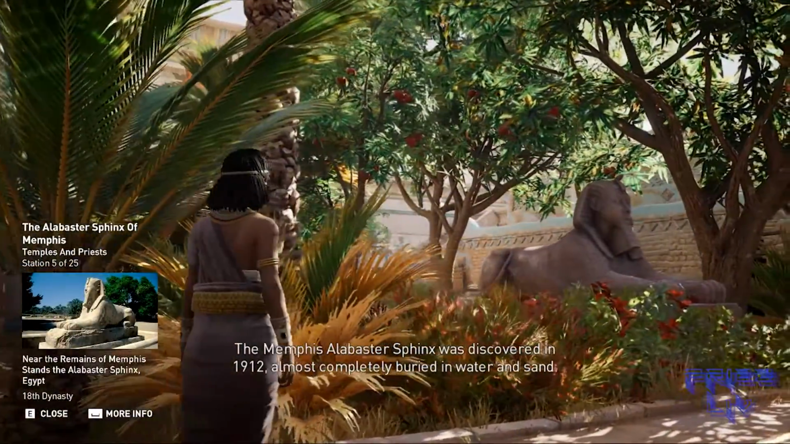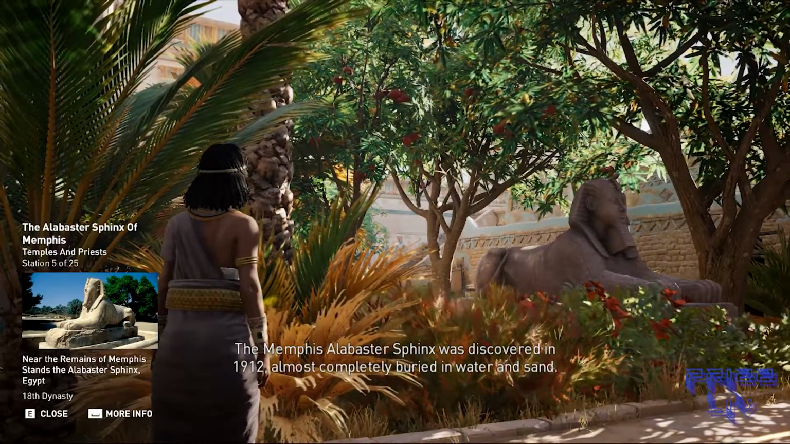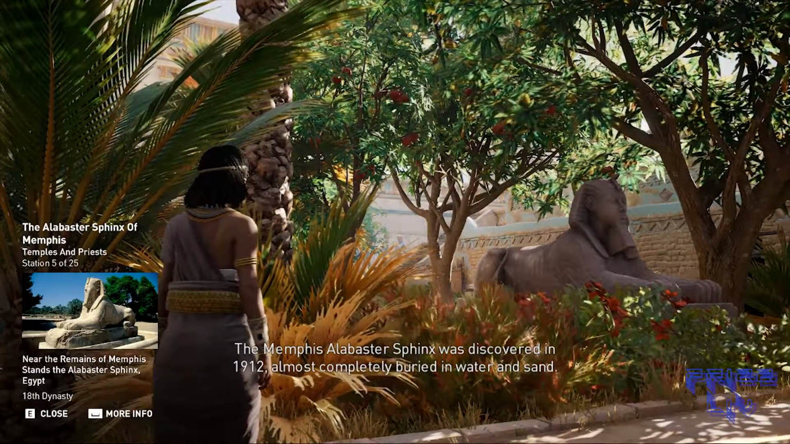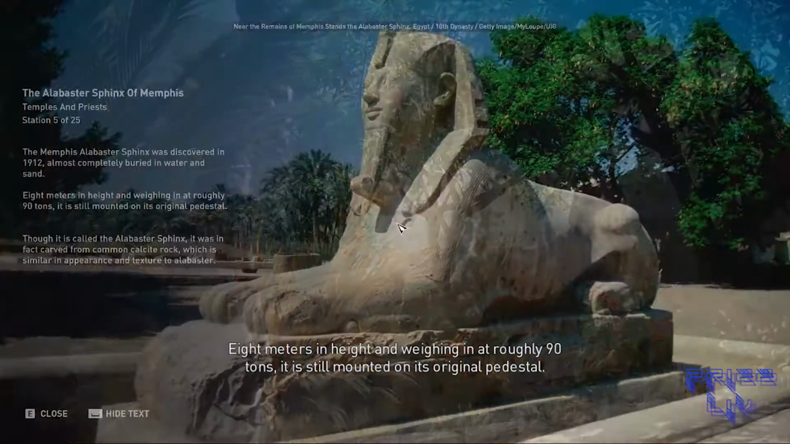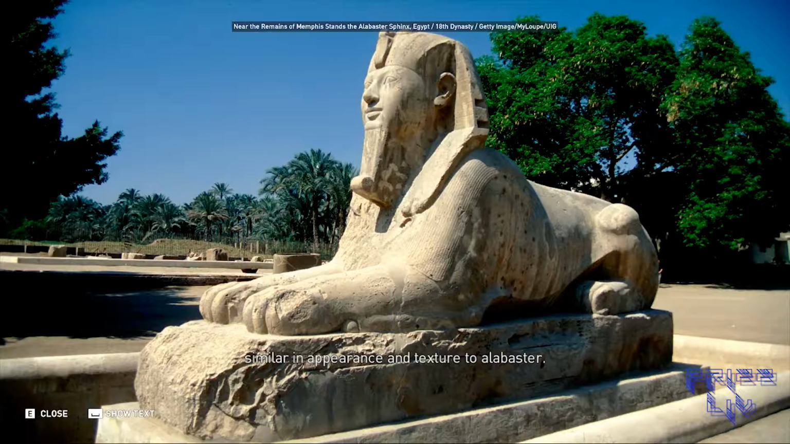The Memphis Alabaster Sphinx was discovered in 1912, almost completely buried in water and sand. 8 meters in height and weighing in at roughly 90 tons, it is still mounted on its original pedestal. Though it is called the Alabaster Sphinx, it was in fact carved from common calcite rock, which is similar in appearance and texture to alabaster.